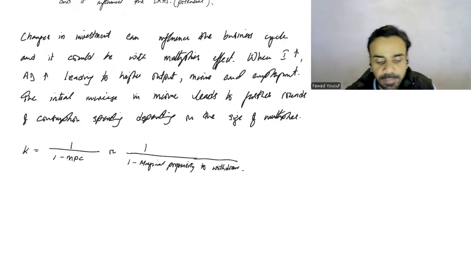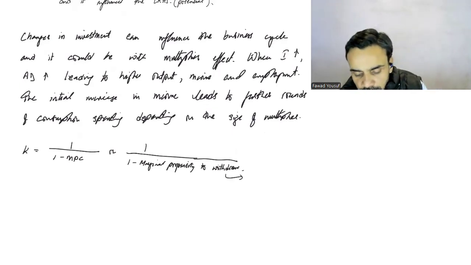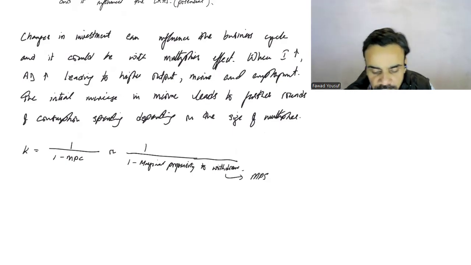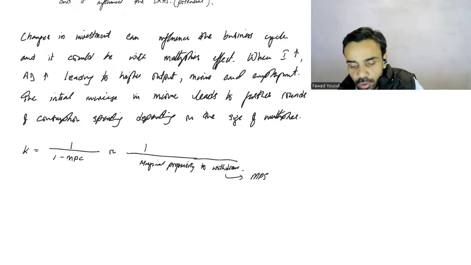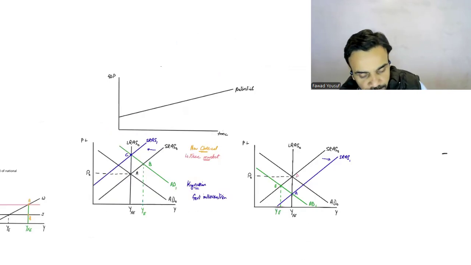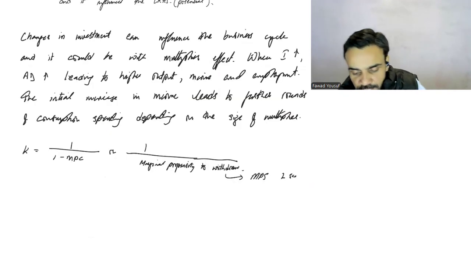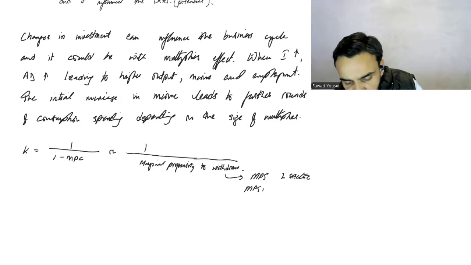Which basically means, depending on how many sectors you are talking about, in withdrawals we can have, like, two sectors. I would just simply say, sorry, not one minus, just simply MPF. So if it's a two sector, it is only MPS. If it's a three sector, then there is MPS and MPT. And if it's a four sector, it's MPS, MPT, and MPM.